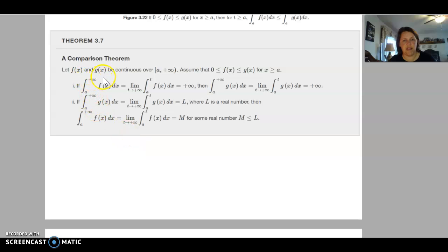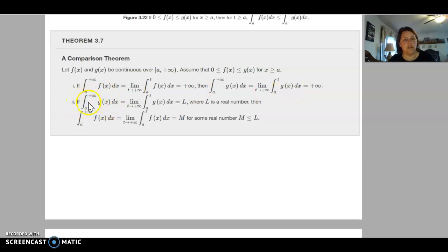Let f of x and g of x be continuous. Assume that f of x is between 0 and g of x. If you're trying to find the integral from a to infinity of f of x, you can change that to the limit. We've already talked about that. If that limit of f of x is equal to positive infinity, then the area under the curve of g of x must also be positive infinity, because g of x is always bigger than f of x.